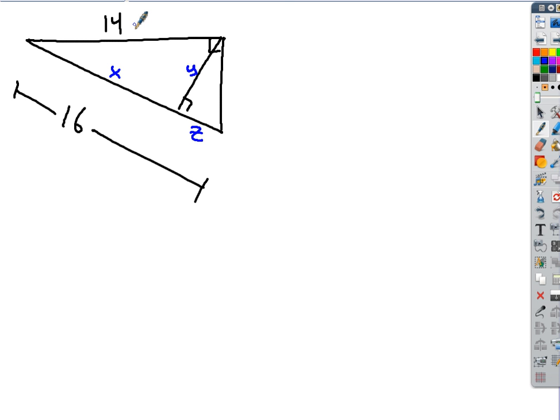Anybody see a shared side there? Now 16 is not, because the hypotenuse of the big triangle can only be in the big triangle, but 14 is shared. 14 is shared by what two triangles? Big and the medium. Aha. Okay. Right. 14 is the hypotenuse of the medium triangle and the long leg of the big triangle. Right?